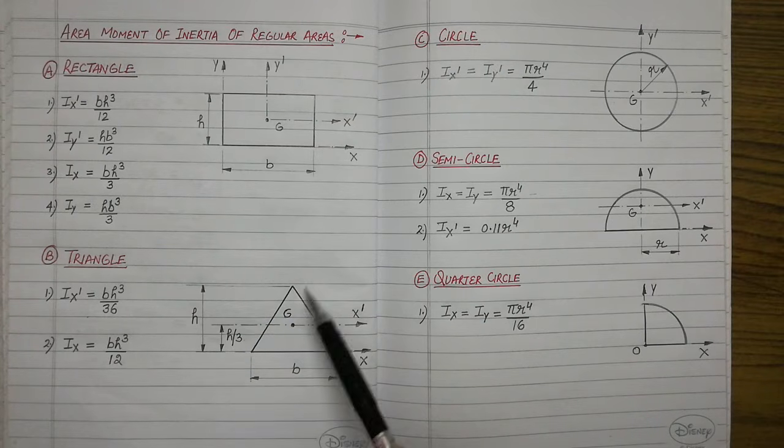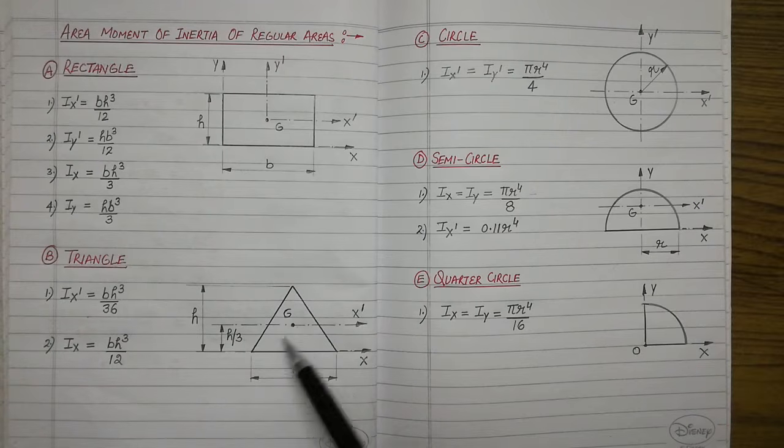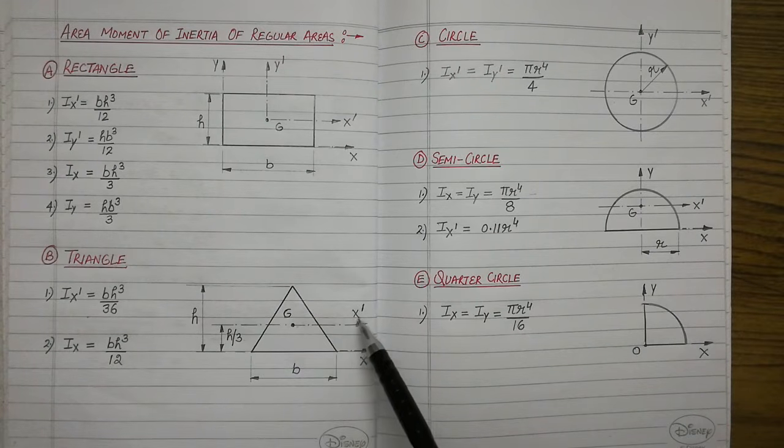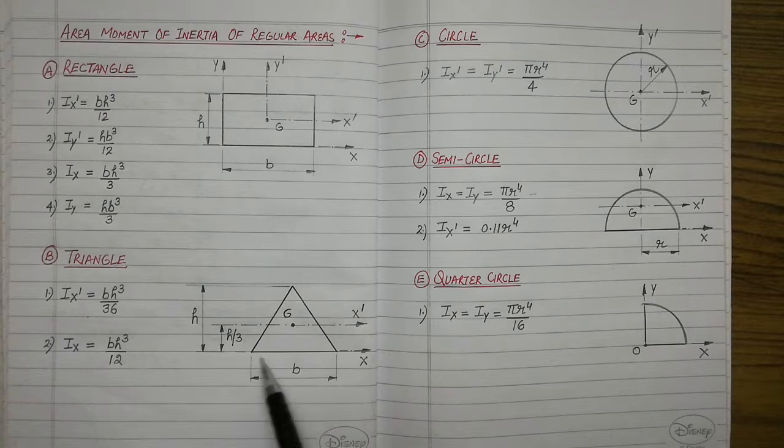So let us first see what is the moment of inertia of this triangular area about the centroidal axis, passing through its centroid of course, and parallel to its base, which is marked as x dash. So it is Ix dash equal to bh cube by 36, where b is that side of the triangle which is parallel to the centroidal axis.